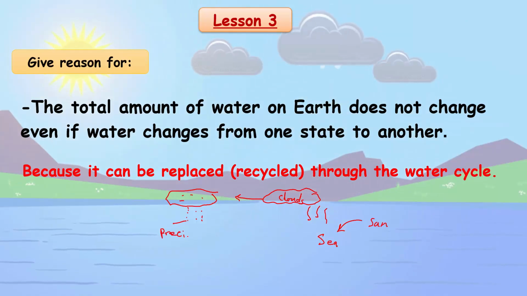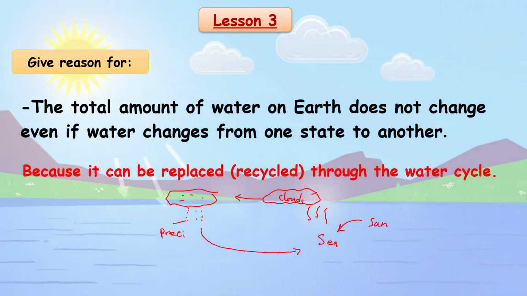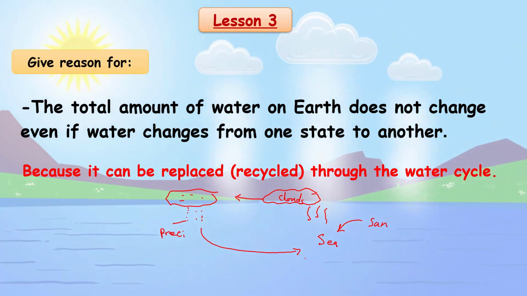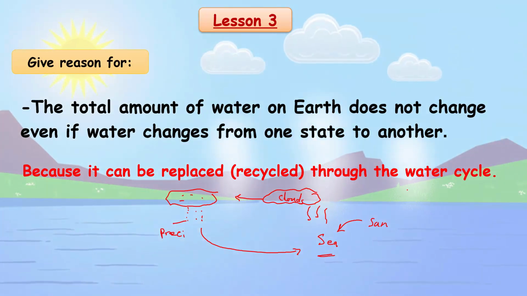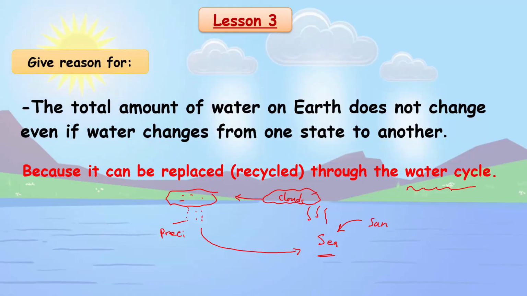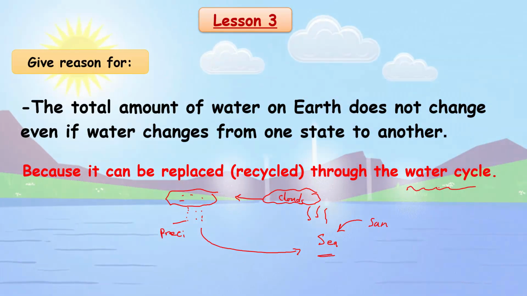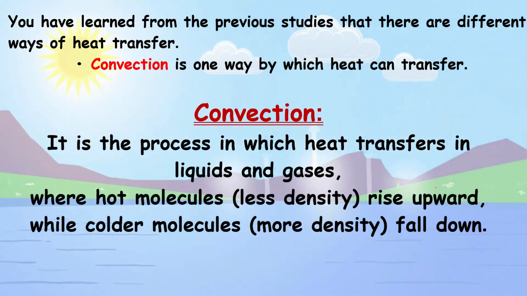rain drops or rain droplets, to fall another time as runoff of the earth to the sea, ocean and lakes. So, because it can be replaced or recycled through the water cycle, the water cycle is the key word for why the total amount of water on earth doesn't change.